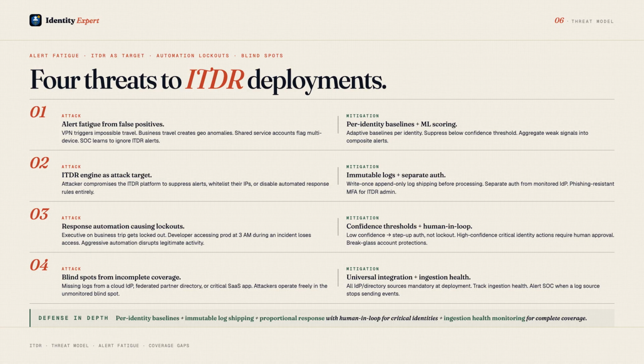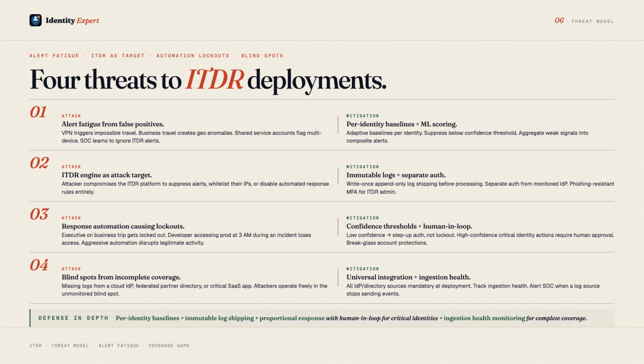Threat 3. Response automation causing lockouts. Aggressive automated response can lock out legitimate users during unusual but authorized activity, an executive logging in from a new country during a business trip, or a developer accessing production at unusual hours during an incident. Mitigation. Confidence thresholds must map to proportional responses. Low confidence triggers step-up authentication, not lockout. High confidence actions must include a human-in-the-loop approval for critical identities like executives, break glass accounts, and service accounts.